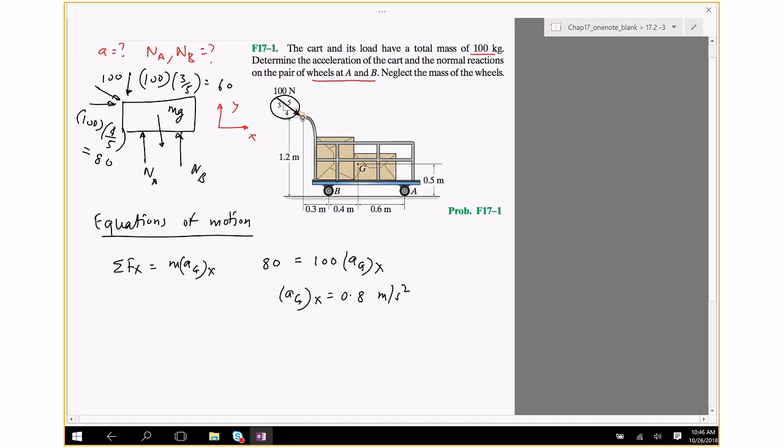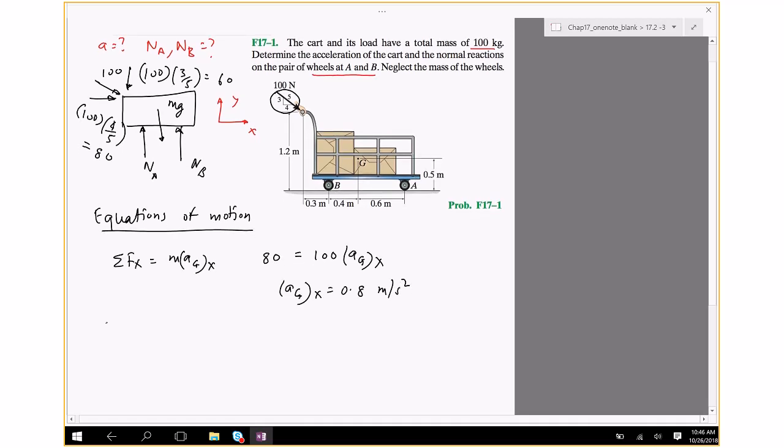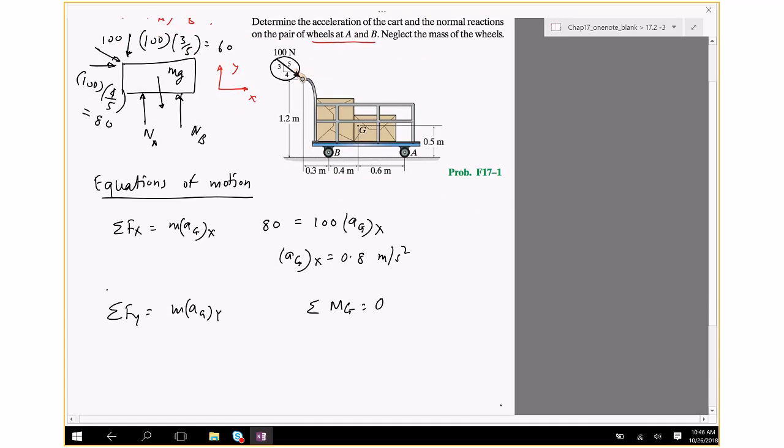Okay, what I want you to do is solve for NA and NB. So set up Fy equals m a_gy and moment about G equals 0. Clearly Fy is equal to 0 because the acceleration in the y direction is 0. Write the equation for mg and then solve for one of the two. Let's say solve for NA and post the answer. Okay, so do that.